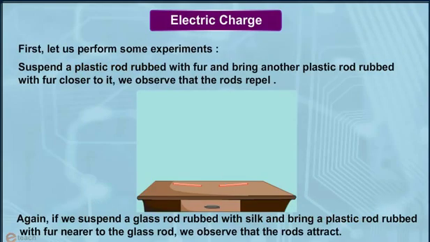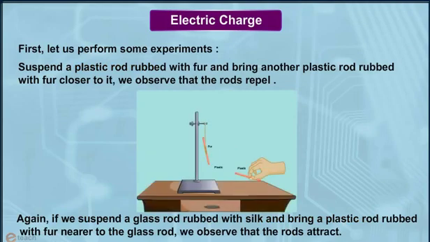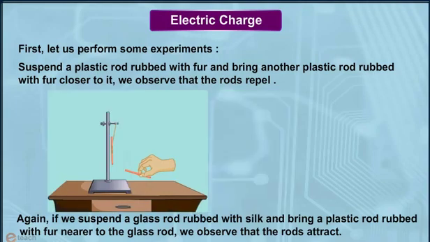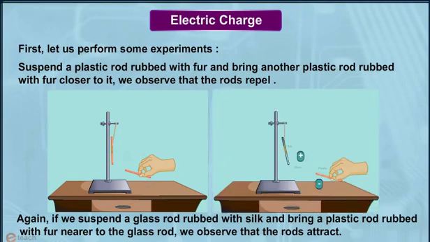First, let us perform some experiments. Suspend a plastic rod rubbed with fur and bring another plastic rod rubbed with fur closer to it. We observe that the rods repel. Again, if we suspend a glass rod rubbed with silk and bring a plastic rod rubbed with fur nearer to the glass rod, we observe that the rods attract.